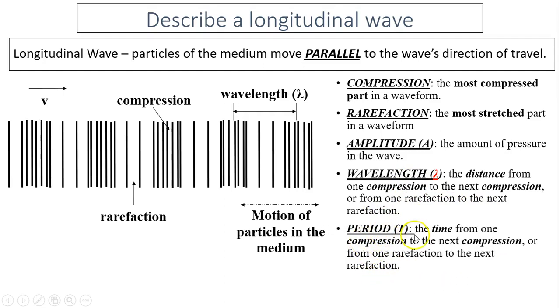And remember, the period is the time from one compression to the next compression. The other one is the frequency, the number of cycles per unit of time. So period and frequency have the same definition as in periodic motion.